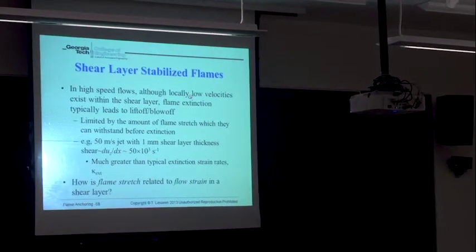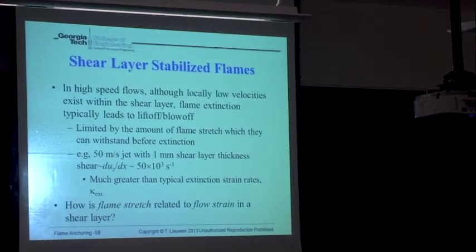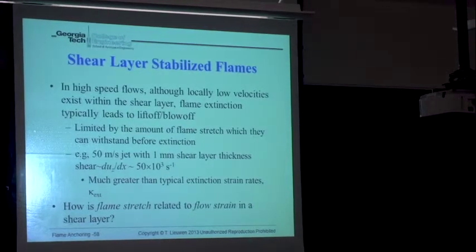So as we said, in a high-speed flow, although you locally have a low velocity in a shear layer, you can get flame extinction because the flame is stretched. And so presumably the amount of stretch the flame can withstand is limited by that extinction stretch rate. And the strain rates in shear layers are huge. For example, if you have a 50 meter per second jet and a 1 millimeter shear layer thickness, then your flow strain rate is on the order of 50,000 inverse seconds. That's a really big number.